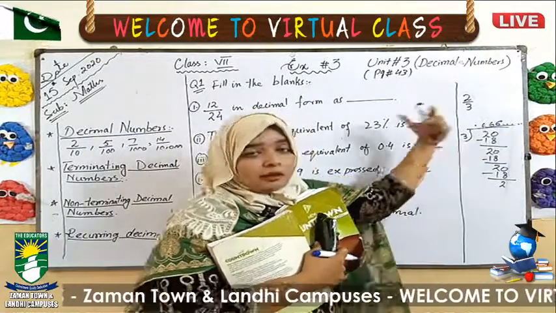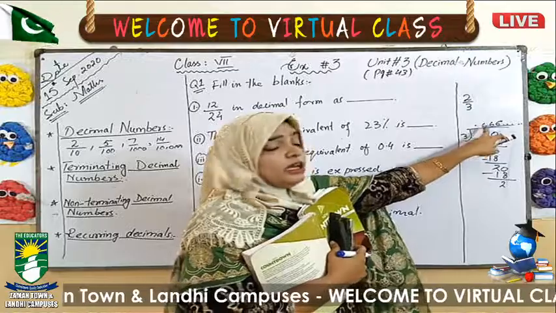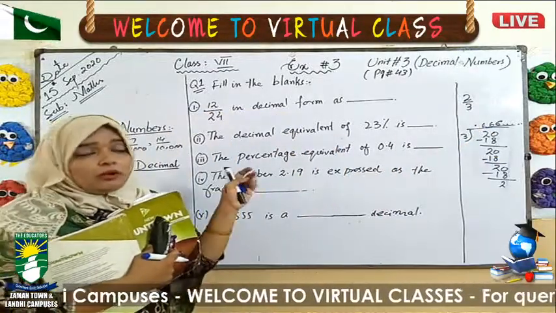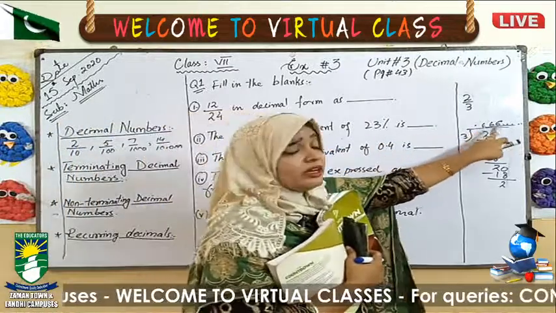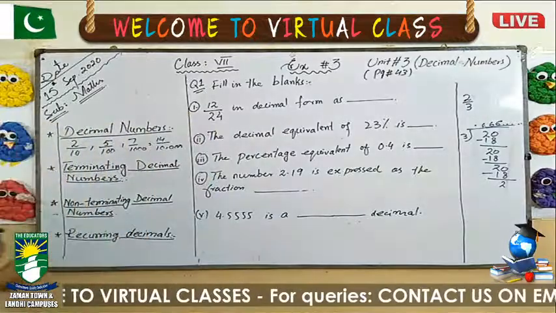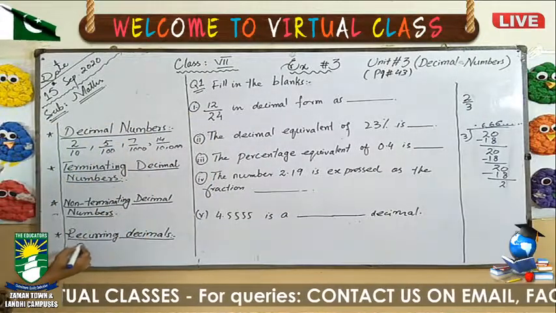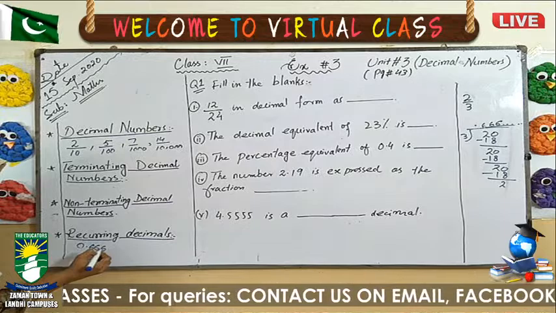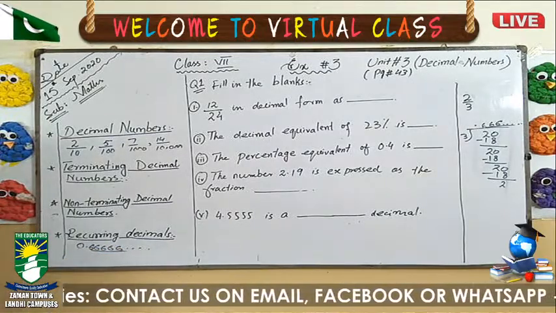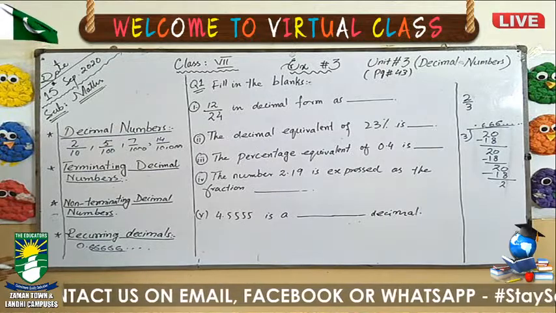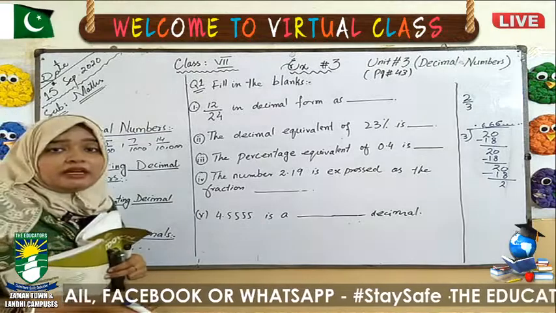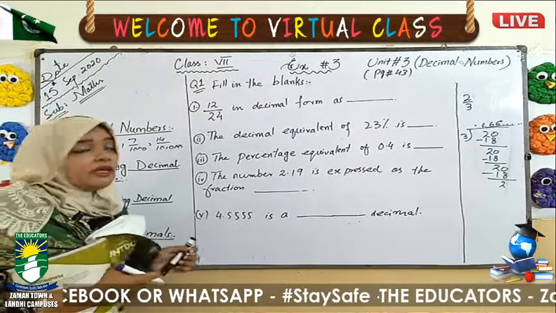Again, if you have the same number repeating again and again after the decimal, then these are known as recurring decimal numbers. For example, if you have 0.66666 and so on, your 6 is repeating again and again, so it is known as a recurring decimal number. Recurring decimal numbers are those in which a number or a group of numbers is repeating again and again.